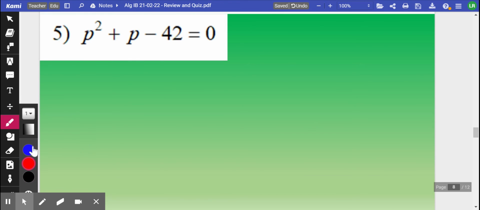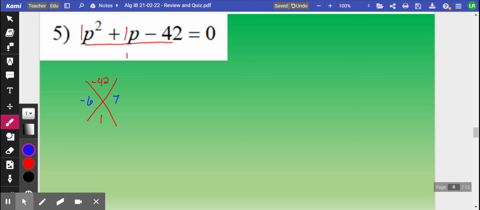I like it when it already says equals 0. Well, check. 1 is done. Magic numbers. 1 times negative 42 is negative 42. Adds up to be 1. And my magic numbers for this one are negative 6 and positive 7.